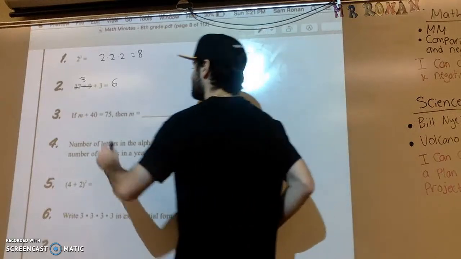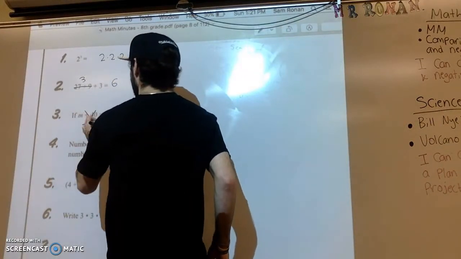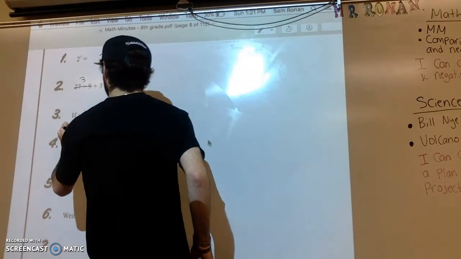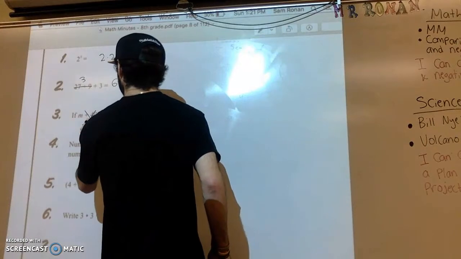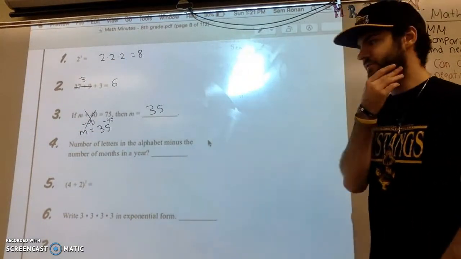So I'm going to subtract 40 from the left, and that's going to get rid of that plus 40. Then I'm going to subtract 40 from 75. 75 minus 40 is going to give us 35. So our answer in that case would be 35.